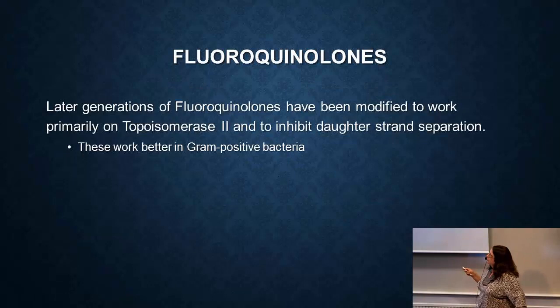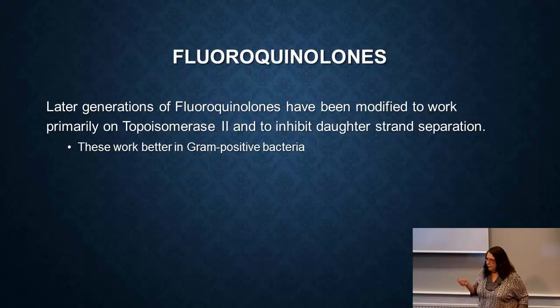So later generations of fluoroquinolones have been modified to work primarily on topoisomerase 2. Topoisomerase II is the one that inhibits this daughter strand separation I talked about. And the reason they've done this is they work really well against gram-positive bacteria.